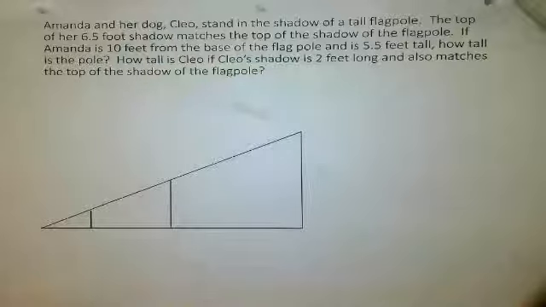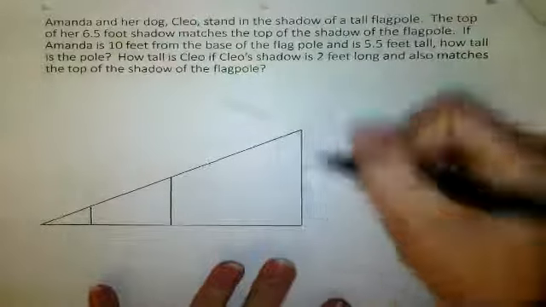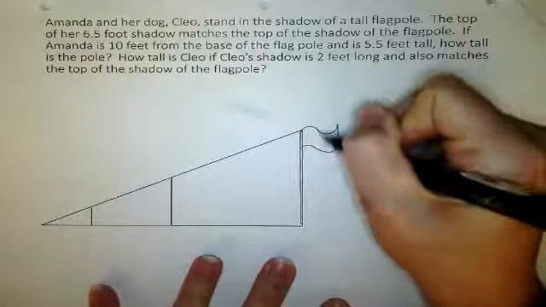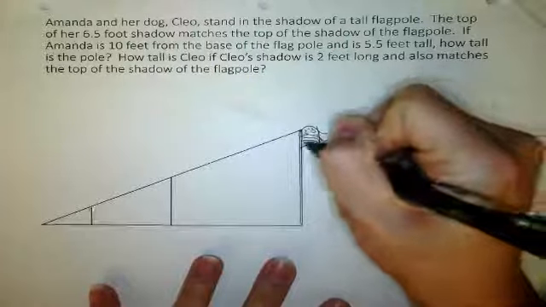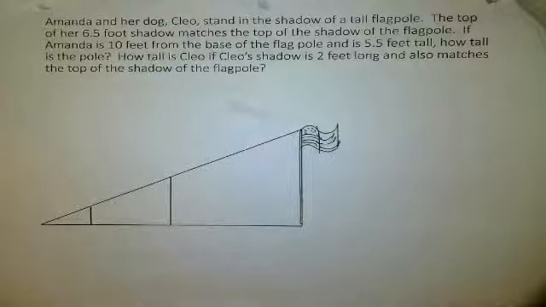So here we go. Amanda and her dog. Amanda, yours truly, and her dog, my dog Cleo, once upon a time, stand in the shadow of a tall flagpole. So you are drawing this picture and you are doing the math here, okay? This is my tall flagpole. And I'm going to draw a little flag. Okay, so I got a little flag there. And my dog and I are standing in the shadow of a tall flagpole.